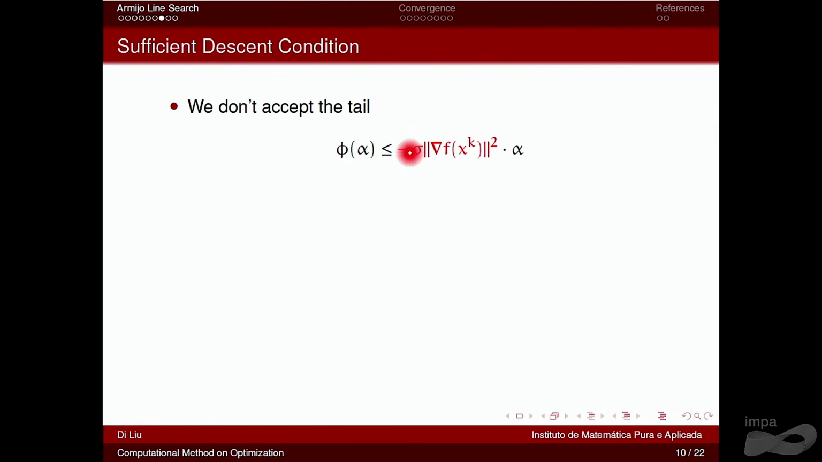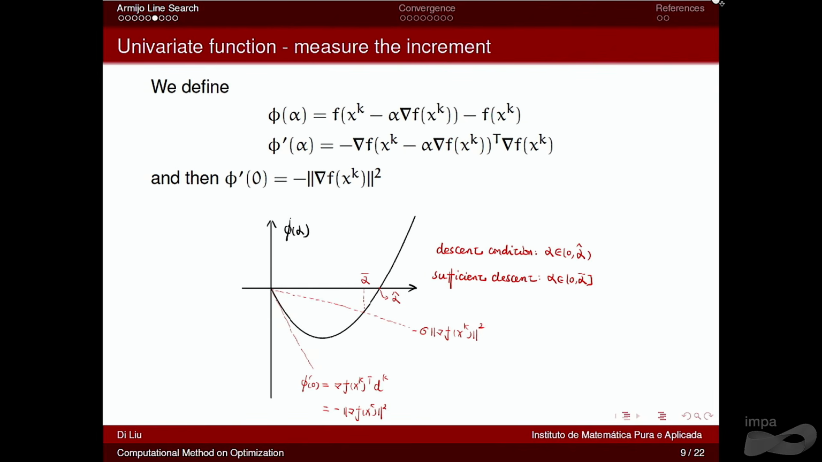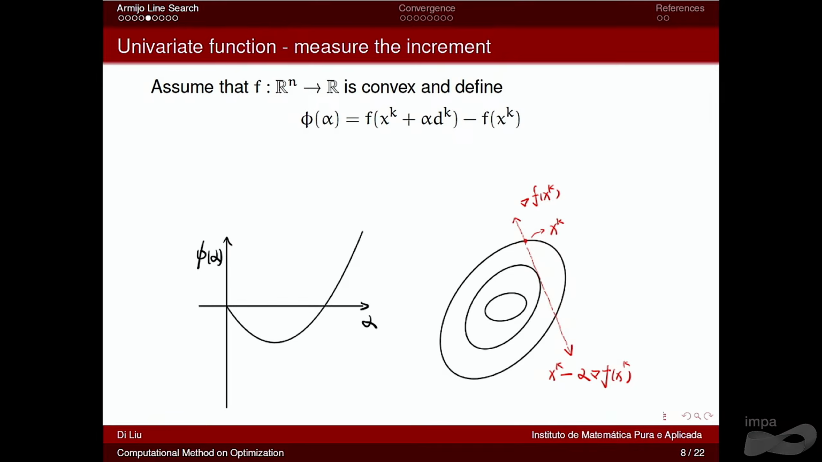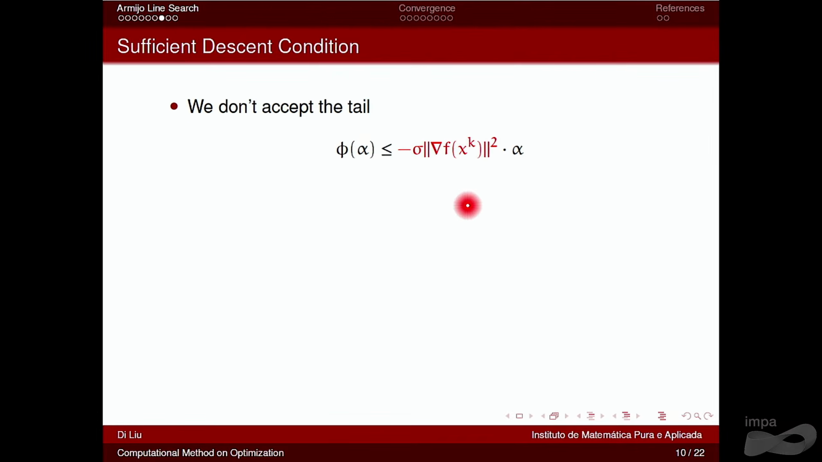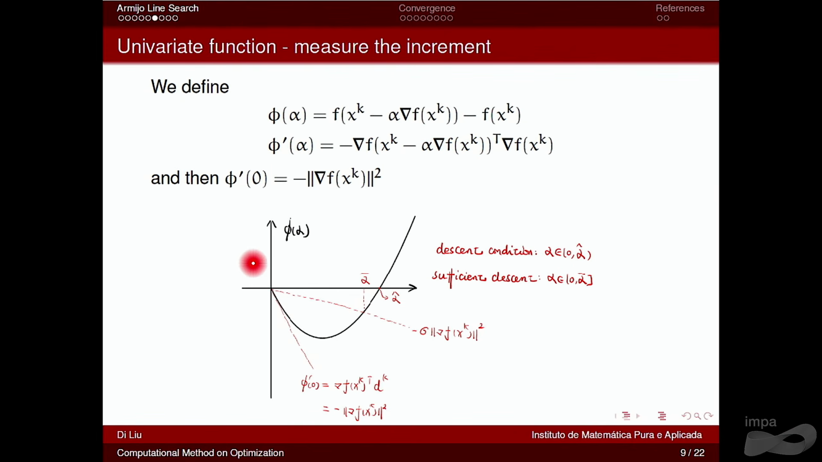univariate function which is less than this part. Actually, what does this part mean? The right hand side of this inequality represents this line, with the slope of negative sigma times the norm of the gradient of f at xk squared. We want the graph of this function to be below this line.